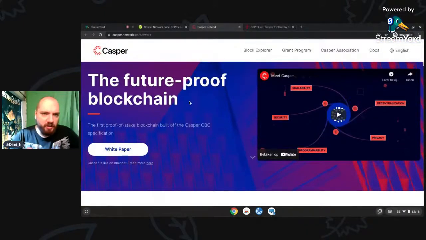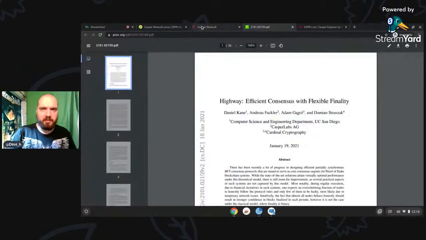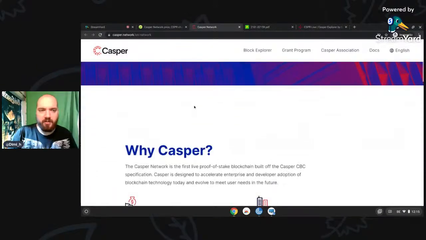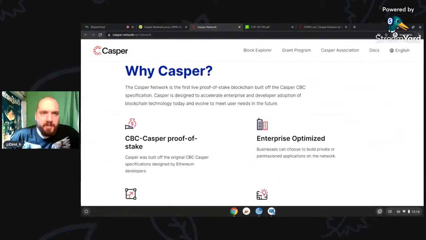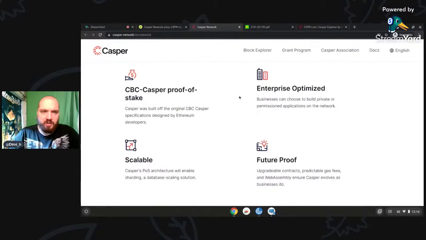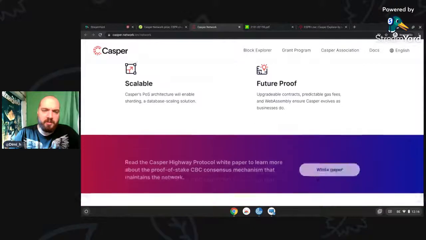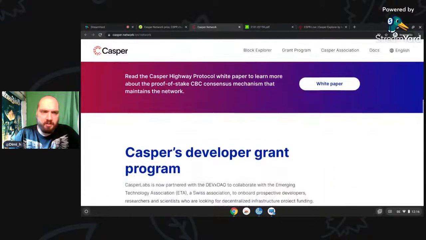Future-proof blockchain. Oh, I see there's the white paper here. And they already have mainnet. That's great. More on that later. Yeah. So there's an actual one. The Casper CBC specification is designed to accelerate enterprise and developer adoption of blockchain. Okay, that's proof of stake, future proof. So that's in a nutshell what we've learned. So it enables sharding. So yeah, it's really an alternative to Ethereum, Binance, etc.